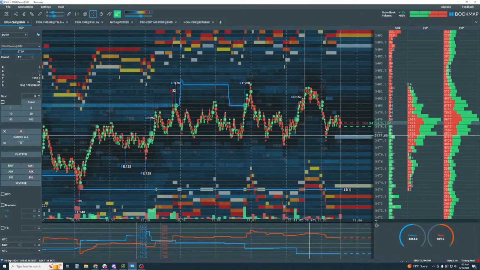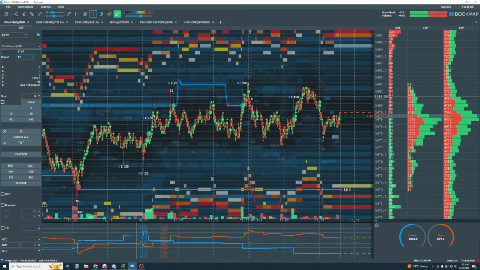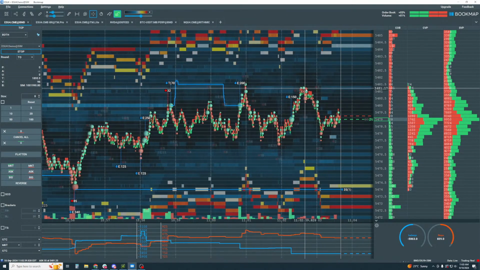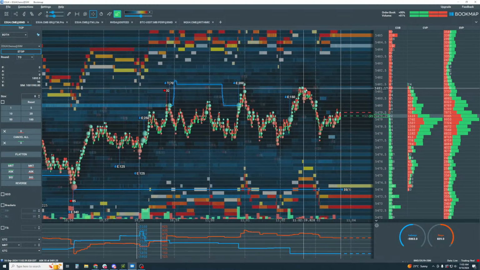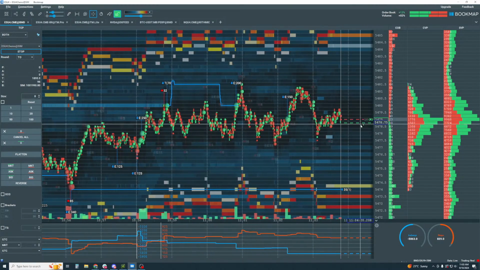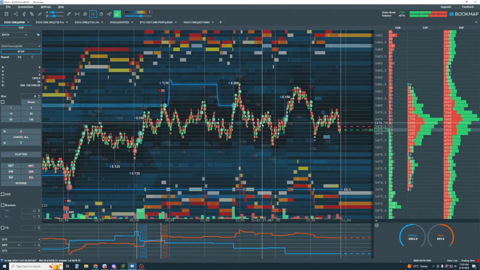Okay. What's the distribution or accumulation look like in here? Well, we see more buyers at these levels up here than we do sellers. So just not seeing an edge in here. Very range bound at the moment.